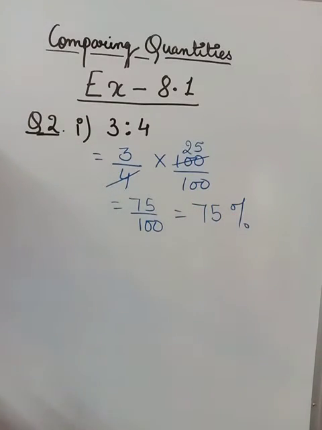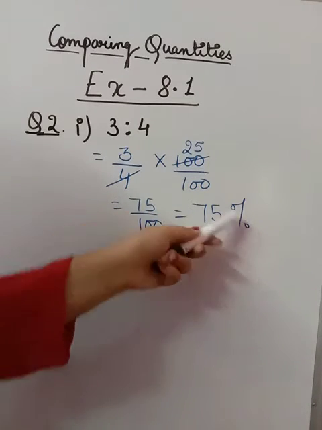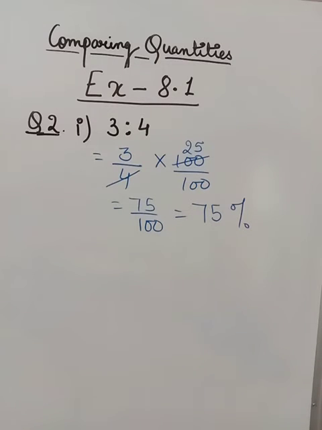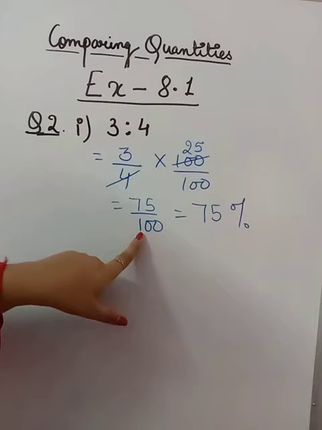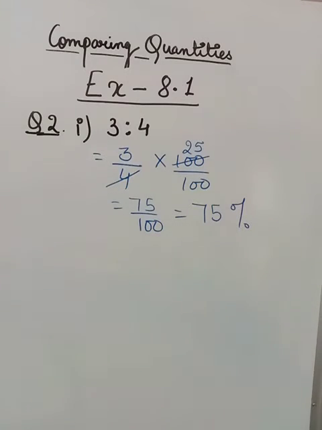75%. The 100 in denominator represents a percentage sign. We can convert this 100 into percentage sign. Okay, so we will multiply and divide the ratio with 100. So the denominator 100 will get converted into the sign of percentage.